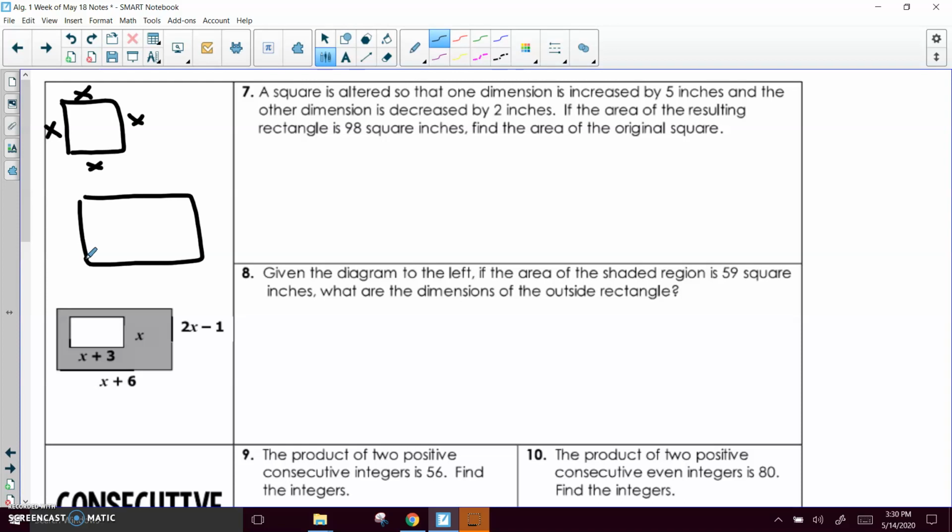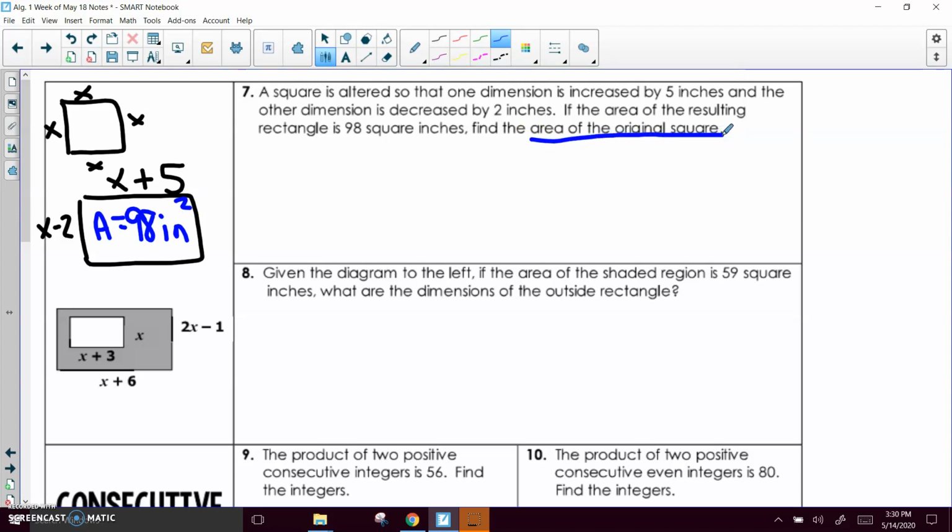So if it was x to begin with, it is now x plus 5. The other dimension is decreased by 2 inches. Obviously, mine is not drawn to scale, so decreased by 2 would be x minus 2. If the area of the resulting rectangle is 98 square inches, find the area of the original square.